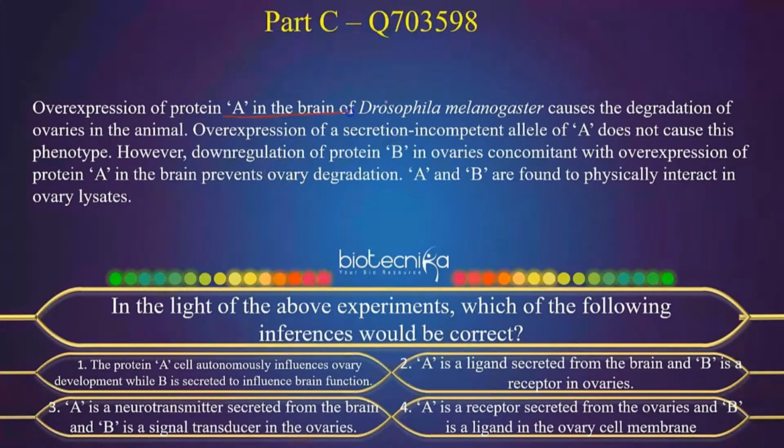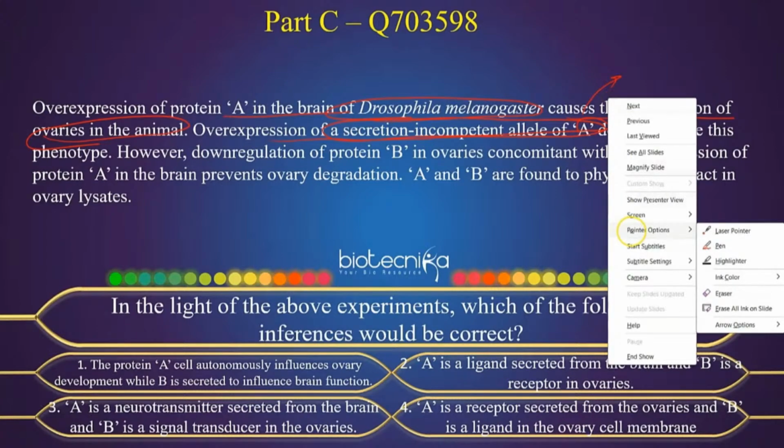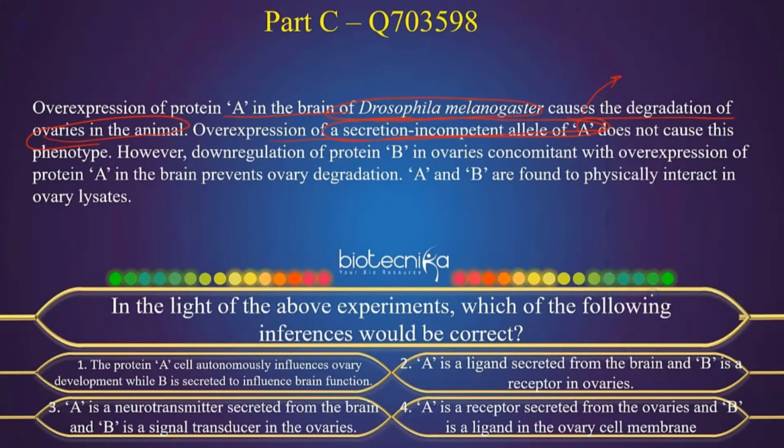Overexpression of protein A in the brain of Drosophila melanogaster causes the degradation of ovaries in the animal. Okay. So if you have protein A overexpressed, then the ovaries are getting degraded. This is our observation. Overexpression of a secretion incompetent allele of A. Secretion incompetent means this cannot be secreted out. Even if it is present, it cannot be secreted out. So it is secretion incompetent allele does not cause this phenotype. As long as A is not getting secreted, ovaries are still intact.